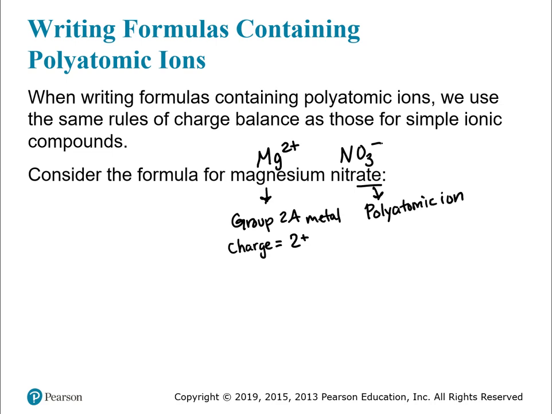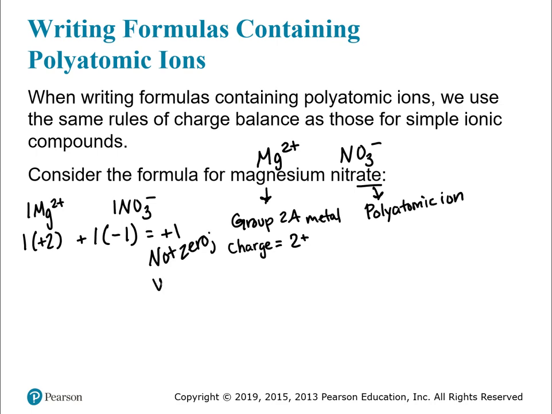If I were to take one of each of these, I'd have 1 times the charge of the magnesium ion, which is a positive 2, and I'd add to that 1 times a negative 1. Because I have one nitrate ion and its charge is minus 1. If I did that, I get something that's not 0. So I have to use subscripts. We can do the same trick as we did before.